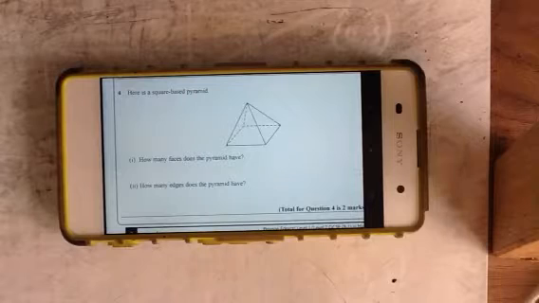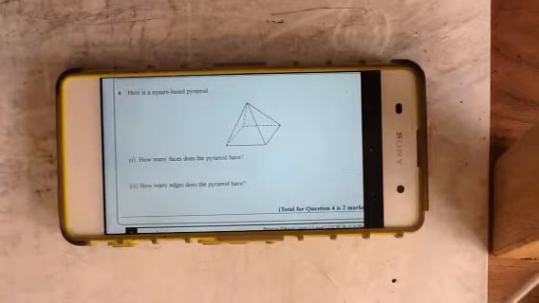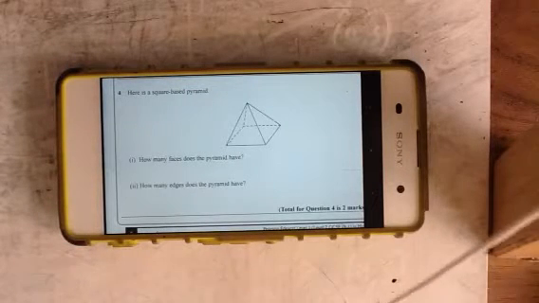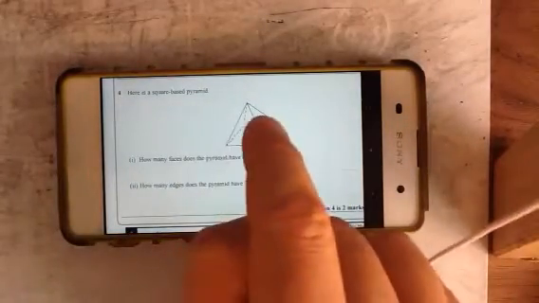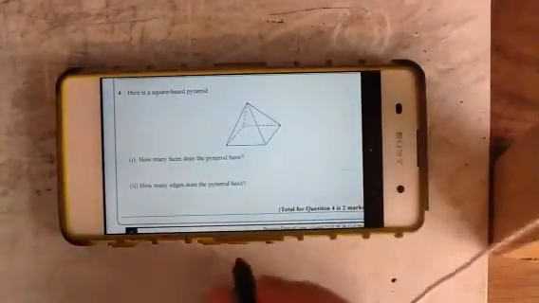Here's a square base pyramid. How many faces does it have? Right, faces are like the sides. So you think you've got 1, 2, 3, 4, 5. So it's going to be 5.